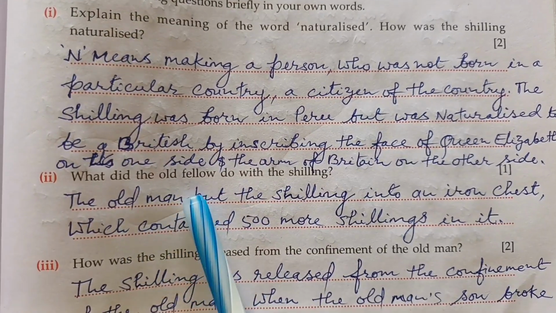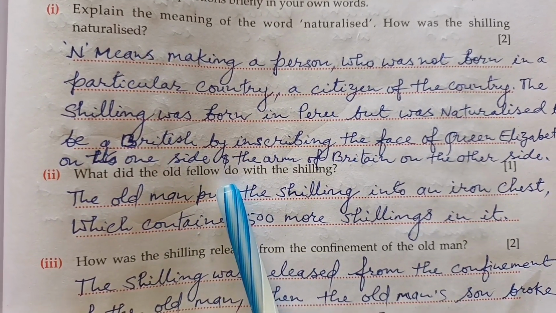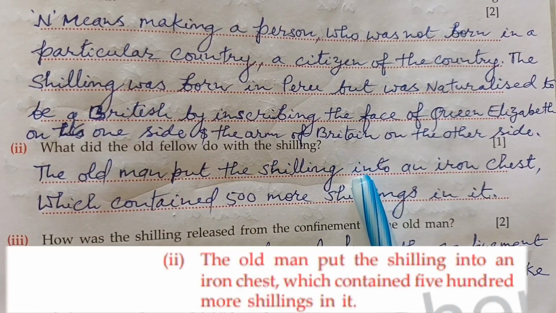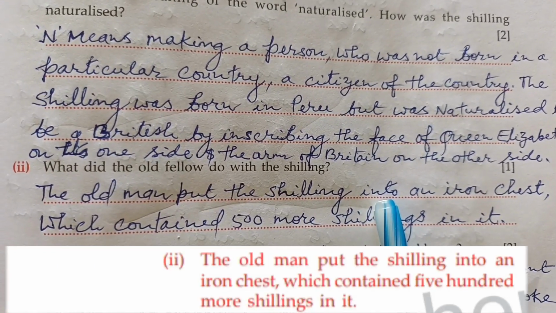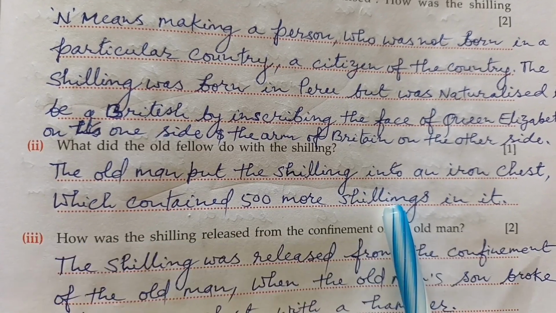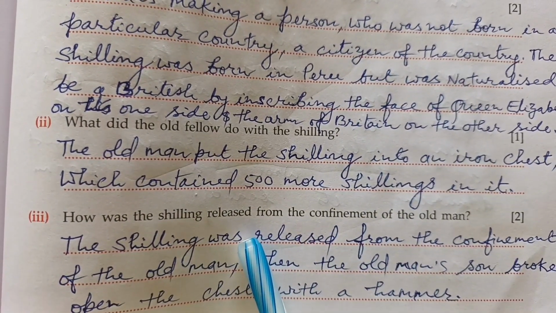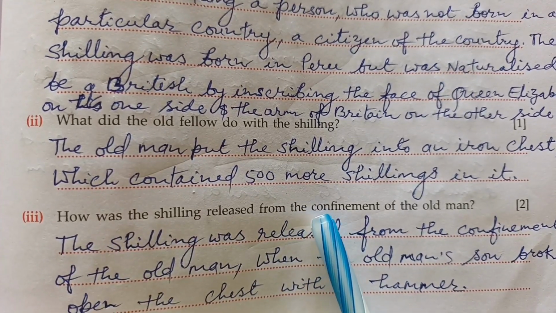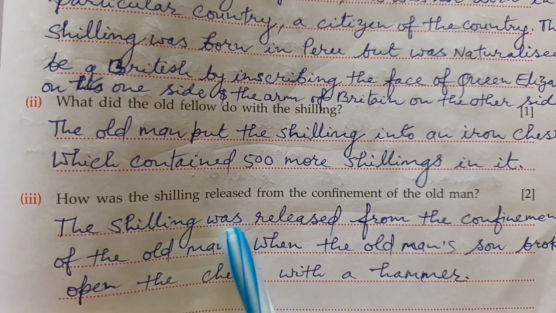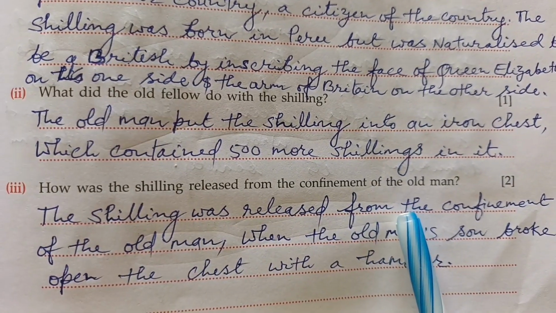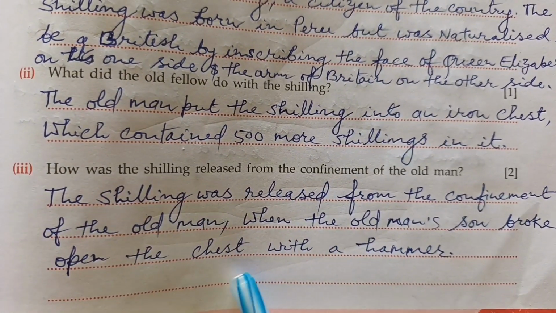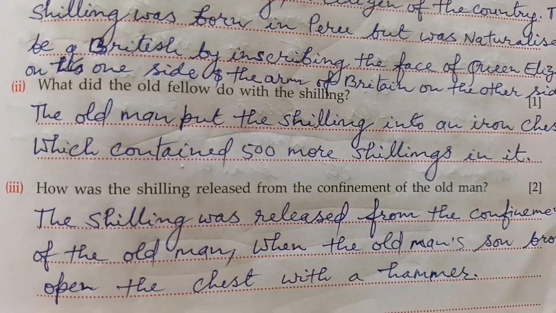Second one, what did the old fellow do with the shilling? So the answer is: the old man put the shilling into an iron chest which contained 500 more shillings in it. Number 3, how was the shilling released from the confinement of the old man? So the answer is: the shilling was released from the confinement of the old man when the old man's son broke open the chest with a hammer.